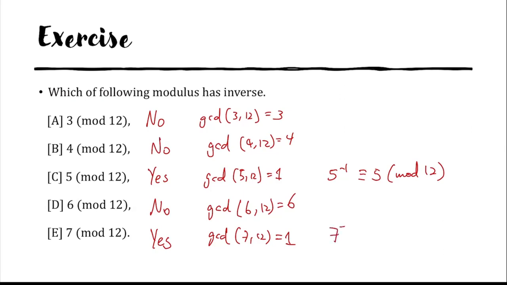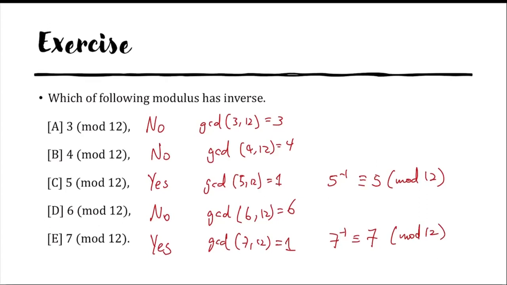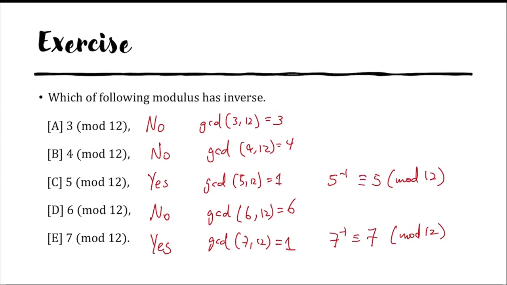Now what about 7? What's the inverse of 7, since we know the inverse of 7 mod 12 exists? It will be 7. 7 times 7 gives you 49. Now from 49, you can subtract 48, which is a multiple of 12. So 49 minus 48 gives you 1. So 7 times 7 is congruent to 1 mod 12. So the inverse of 7 is 7. Now let's move on.